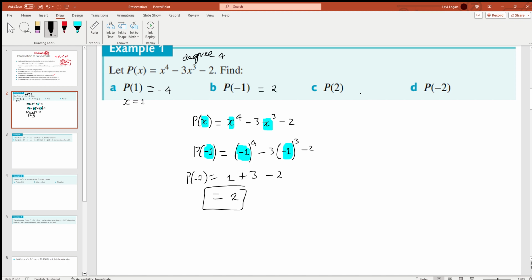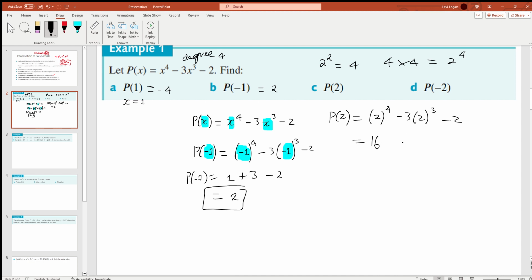And it's the exact same thing with these other ones here. So p of 2 will be 2 to the power of 4 minus 3 times 2 cubed minus 2. 2 to the power of 4, we can evaluate that because 2 squared is 4. So 4 times 4 would be 2 to the power of 4. So that would be 16.